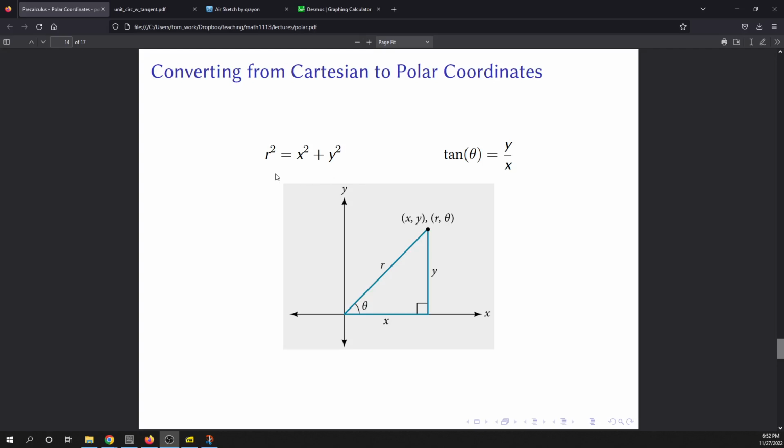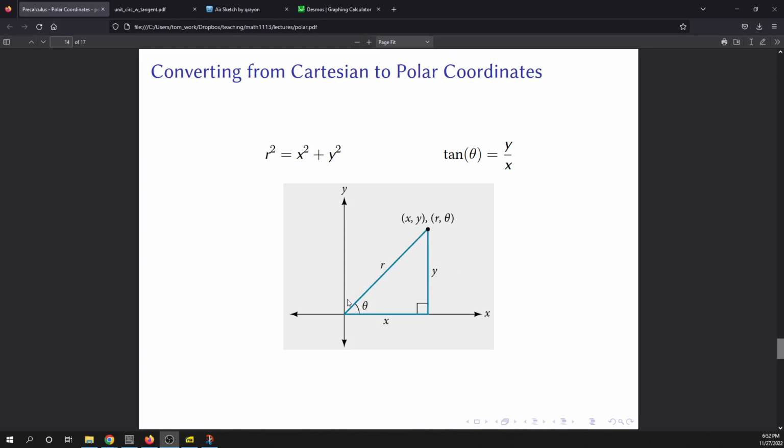The first one, r squared equals x squared plus y squared, just comes from the fact that I have this little triangle here. In a previous video I explained the relationship between Cartesian and polar coordinates, and that's where this diagram comes from. If you haven't seen that previous video, you might want to check it out.